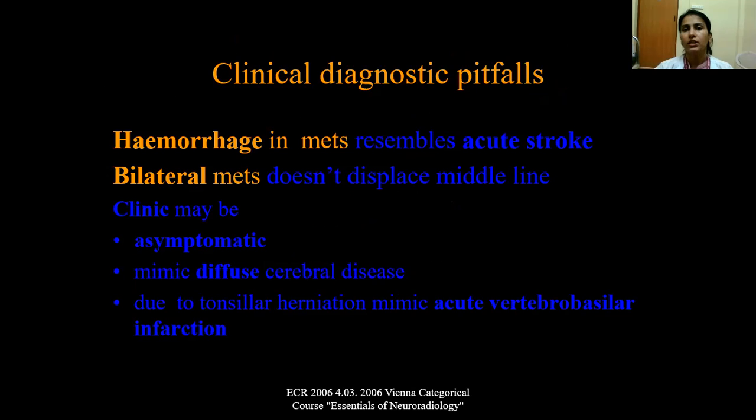Now, what are the clinical diagnostic pitfalls? So, hemorrhage in mets may resemble an acute stroke. Okay, and if there is bilateral metastasis and there is no displacement of the midline, then it could be asymptomatic or it could mimic a diffuse cerebral disease, or there is a tonsil herniation which is mimicking acute vertebrobasilar infarction.